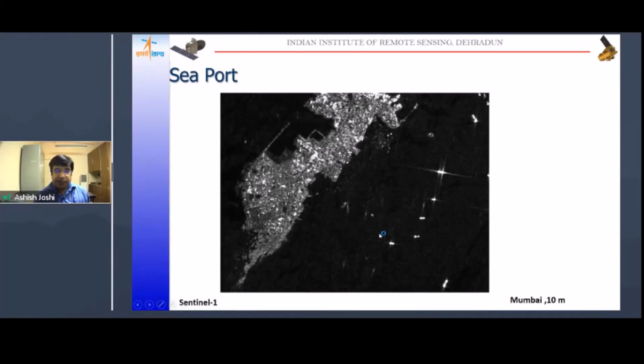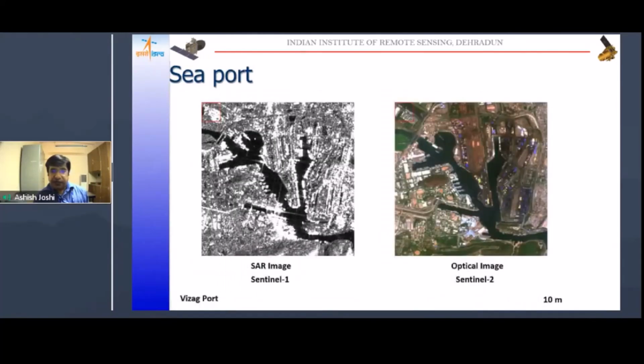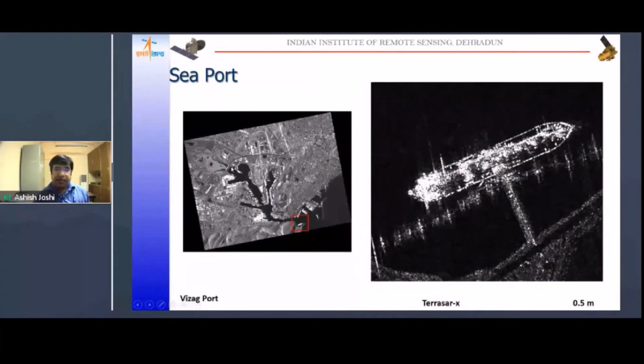This is the Mumbai seaport at 10 meter resolution, and this is Karachi. You can see this is the SAR image, and this is the optical image. You can see in this image the bright urban areas, and you can easily differentiate man-made targets as brighter tones. And this is the seaport of the Vizag area, and you can see this is a ship at 0.5 meter resolution. So here you can clearly distinguish the ship in the image.